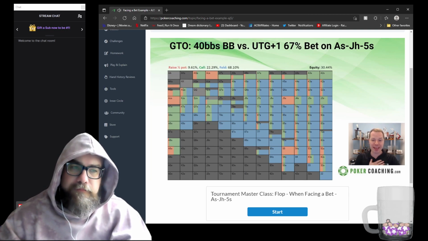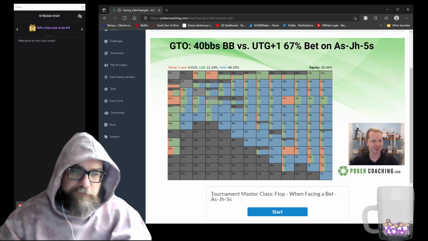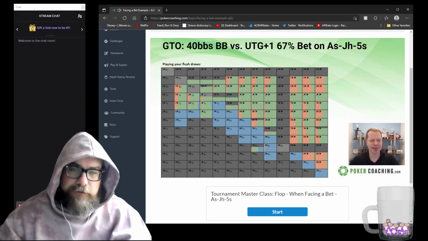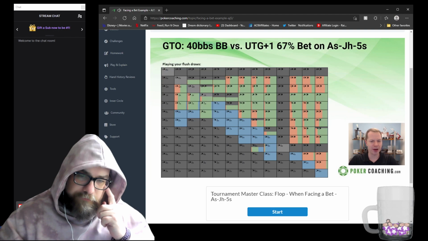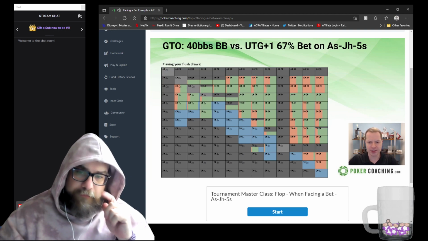It's because we are at a big range and nut disadvantage, right? Look, we have 30% equity. When you have 30% equity, you should be folding a lot. Can't make that any more clear. All right, now let me show you how solver is playing the draws, just so that we see this.